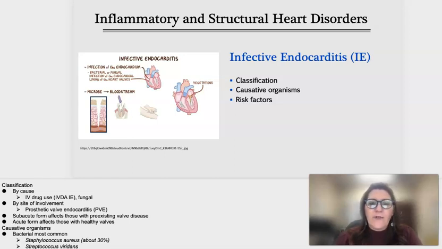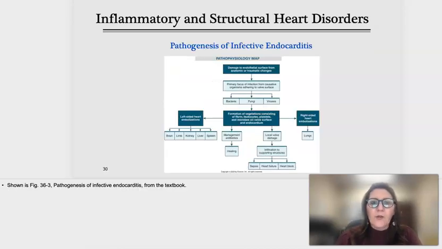There's different causative factors. Usually it's bacterial, but sometimes it can be viral, and there's different risk factors. So the pathogenesis, I'm going to let you look over this when you review it, but essentially that endothelial surface is damaged from trauma or some sort of anatomic problem. And then you're going to look at what caused it. Was it bacterial, fungus, or virus? And then you're going to go down from there.